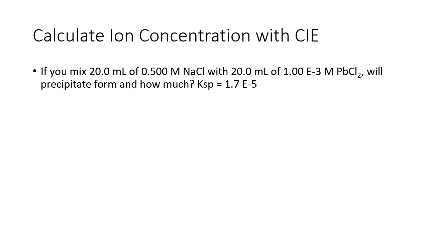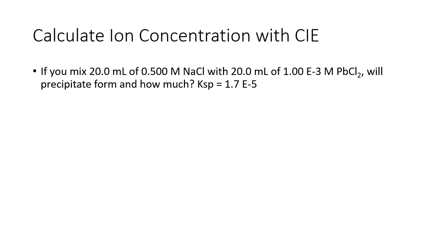Okay, we're going to do a calculation with the common ion effect, which I will abbreviate as CIE, not to be confused with the other CIE that you deal with all the time. If you mix 20.0 milliliters of 0.5 molar NaCl with 20.0 milliliters of 1.00 times 10 to the negative third molar lead chloride, will precipitate form and how much? Our KSP is 1.7 times 10 to the negative fifth.